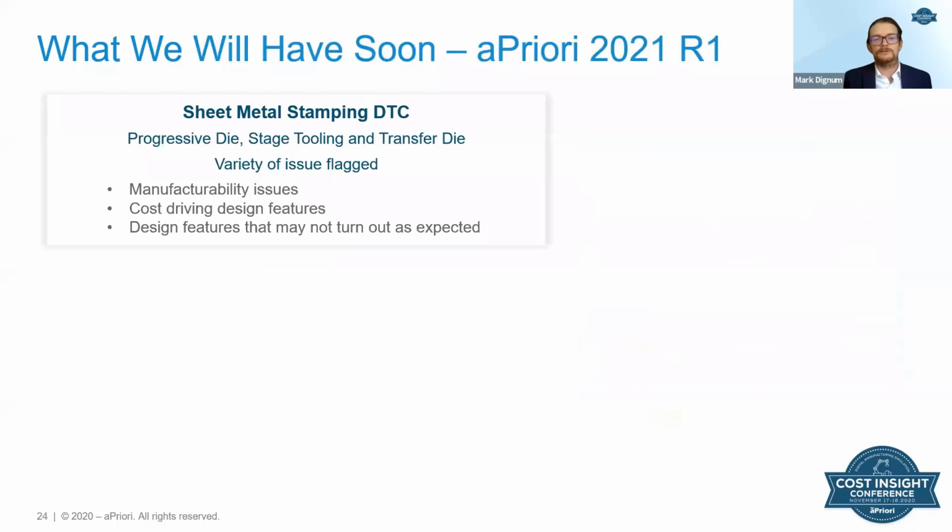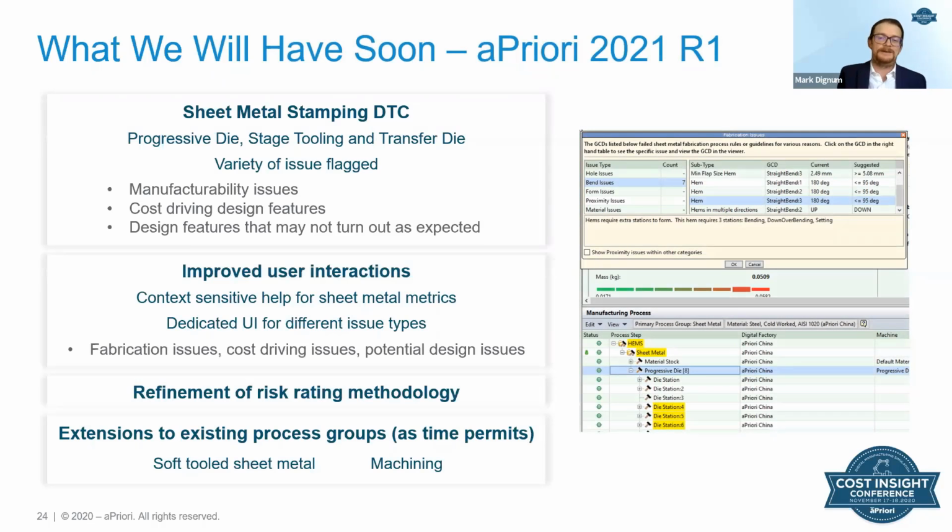And then lastly, just want to give you guys a very, very brief insight into what we're working on in the very near future for 2021 R1. Our biggest project is really sheet metal stamping DTC. I know that's been a very popular request. So we're focusing on really progressive die, stage tooling, and transfer die, and adding design to cost support for those routings in sheet metal. And then we're also doing some other work to improve our user interactions, continuing to enhance that risk rating that I talked about earlier.